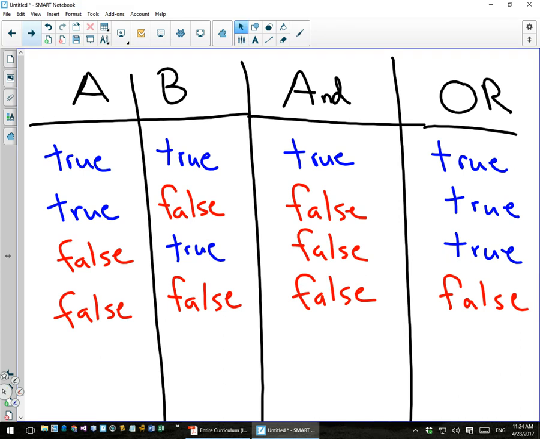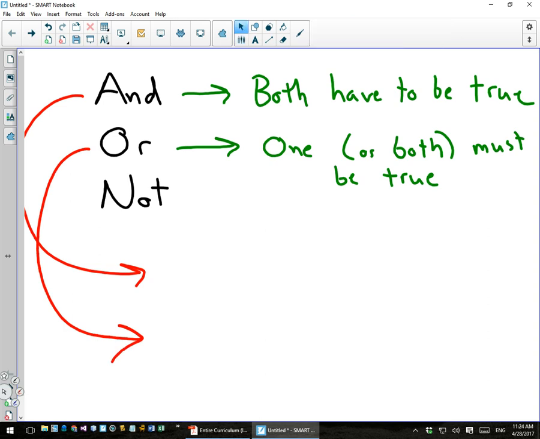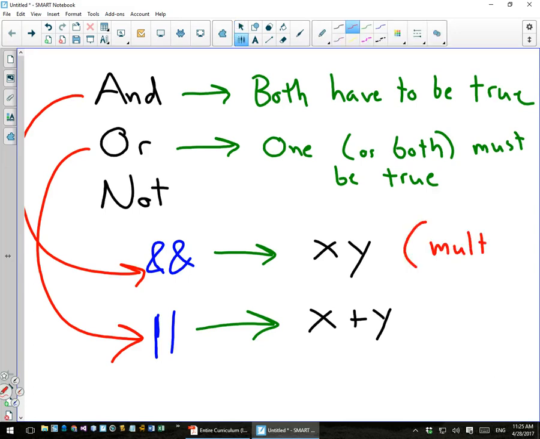Okay, so now let's translate this word AND into a symbol, and we'll translate OR into a symbol, just like we did in coding. In coding, AND is this symbol, the two ampersands. In coding, OR is the two vertical lines. But if we're going to express it mathematically, and we're combining two variables, for example, AND can be written by just putting the two variables together, and OR can be written using what you would normally call the plus symbol. So essentially, AND looks like multiplication in regular math, and OR looks like addition in regular math.